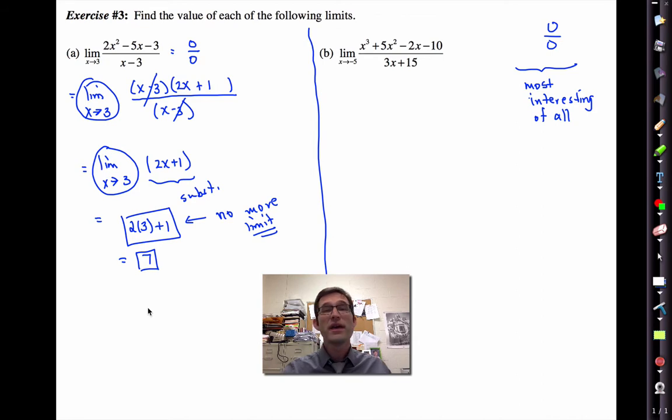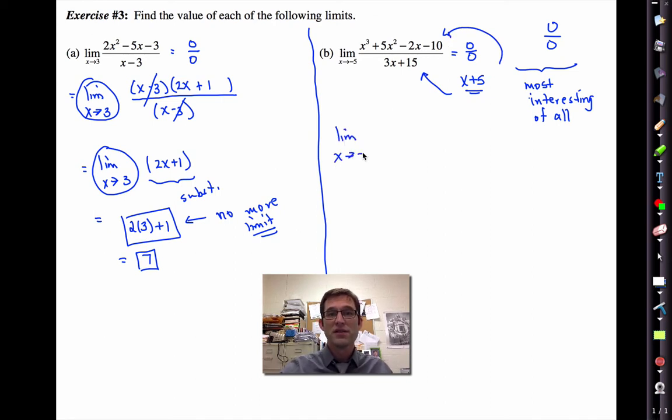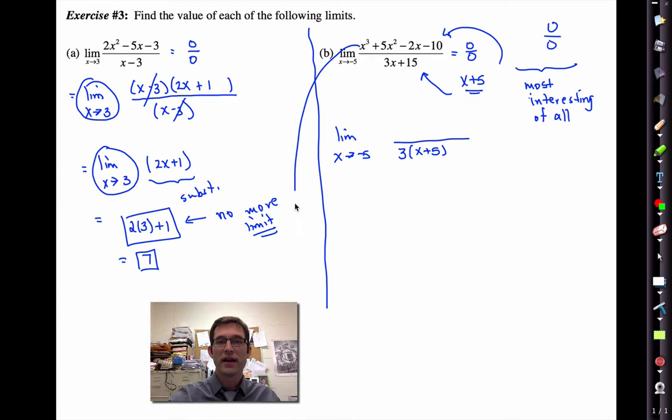All right. Well, yet again, because we get 0 divided by 0, x plus 5 must be a factor of both the numerator and the denominator. That's actually kind of important. The denominator is pretty easy to factor. It becomes 3 times x plus 5. The numerator is more of a challenge. Maybe I'll do that down here.